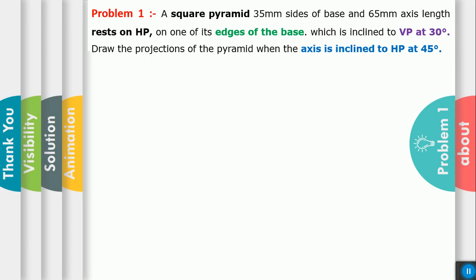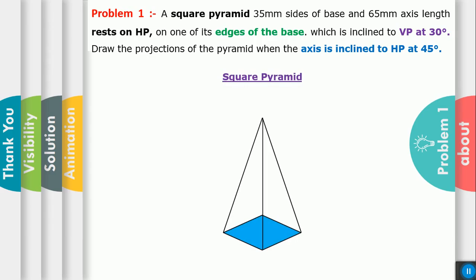Already we know that a square pyramid is a polyhedron. Let us look at the figure. The square pyramid has one apex at the top side and one base at the bottom side. The base is in the form of square shape. That is why it is called a square pyramid.